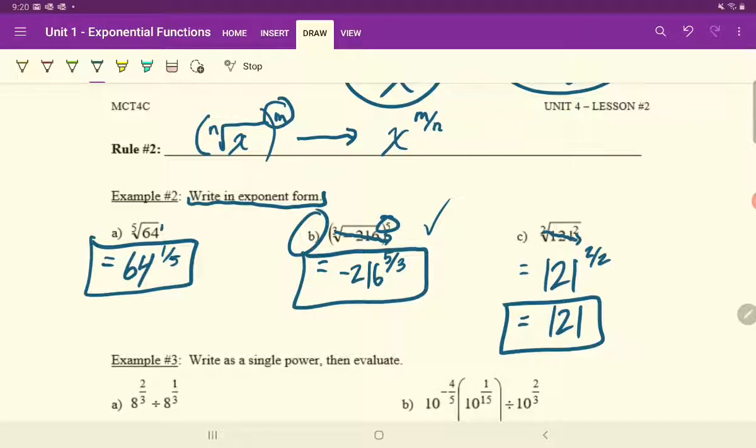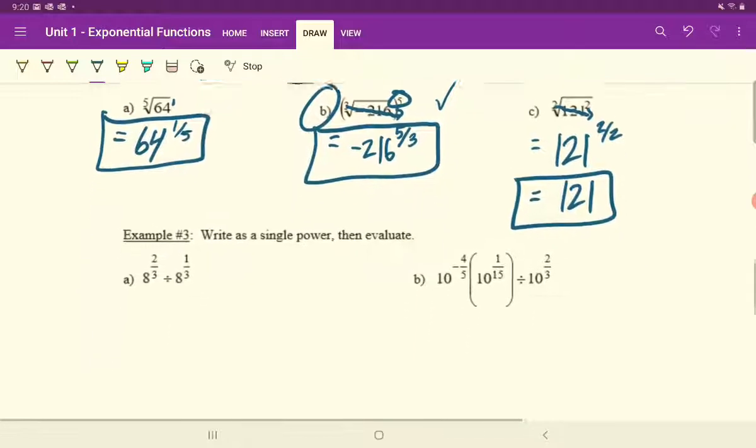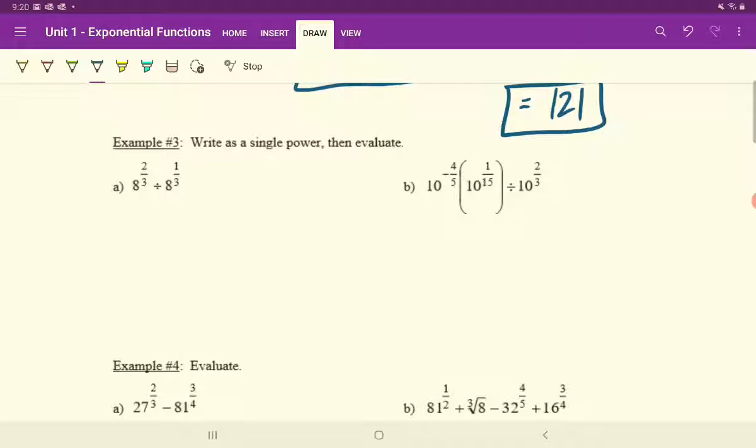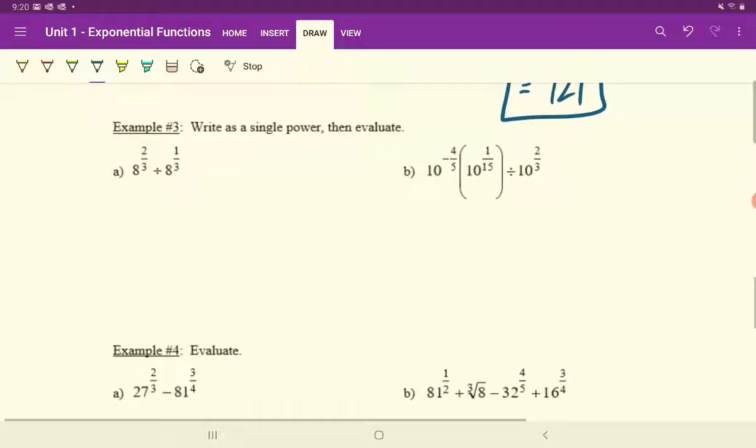So nothing overly difficult right now. All we're doing is going back and forth between radicals and rational exponents. So we're converting back and forth. That's all we've learned so far. In this next series of questions, these last 4 questions, we're going to be asked to write as a single power and then evaluate. And we're going to do our best to evaluate without a calculator. Okay, so without a calculator.